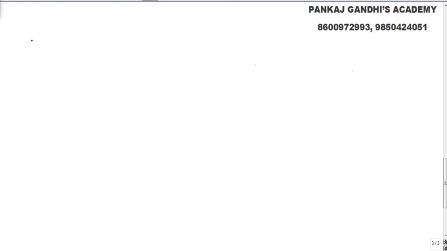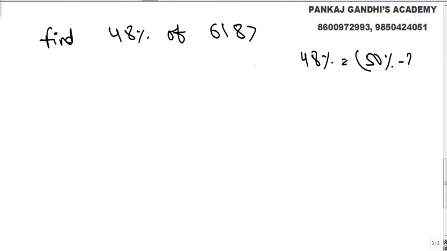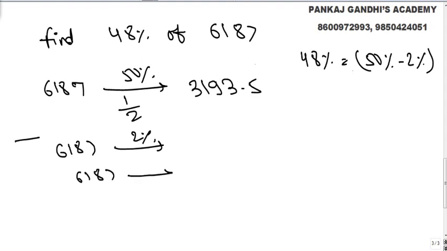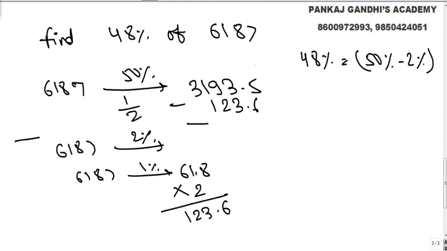Now let's say the question given is find 48% of 6187. How do we do it? We know 48% of something is 50% minus 2%. 6187's 50%, that is half of that, is 3193.5, minus 6187's 2%. We know 6187's 1% is 61.8. 87 is roughly 8, into 2. So we get 123.6. Approximately, let's say we'll call it 0.5. We'll make it a round figure.